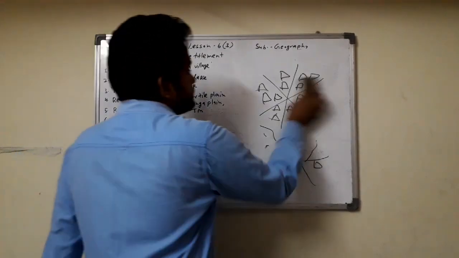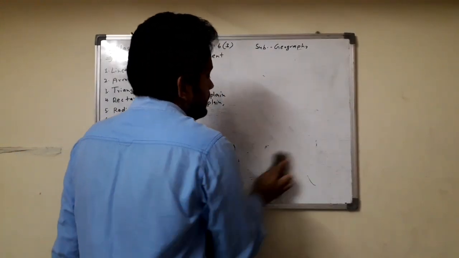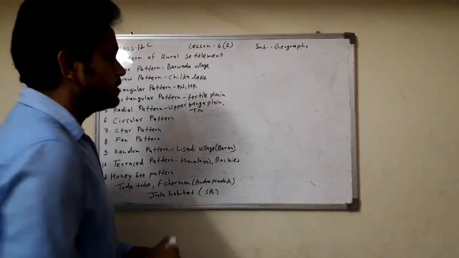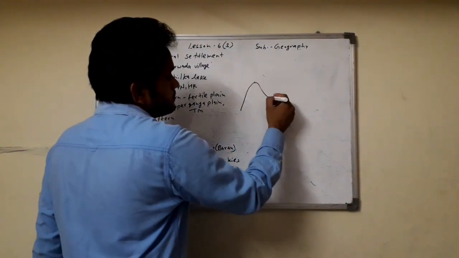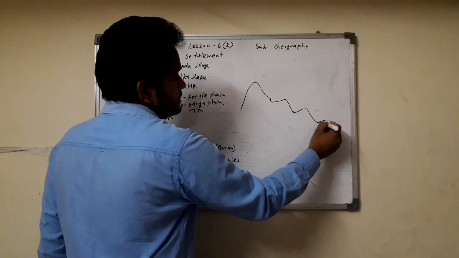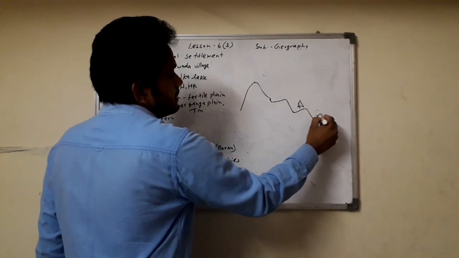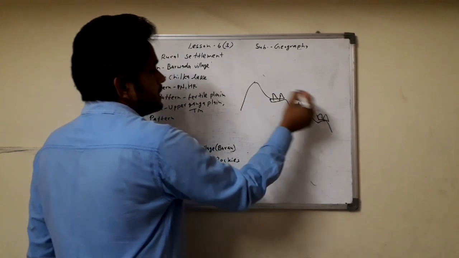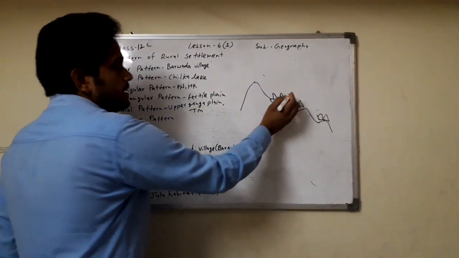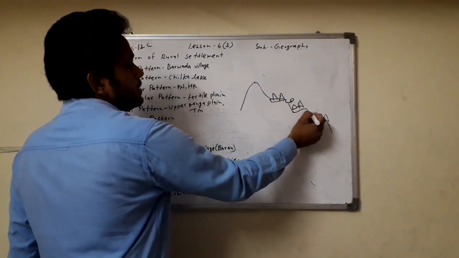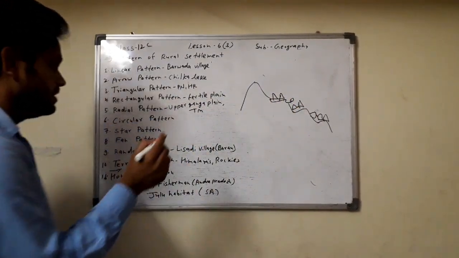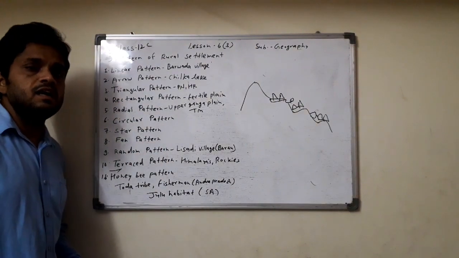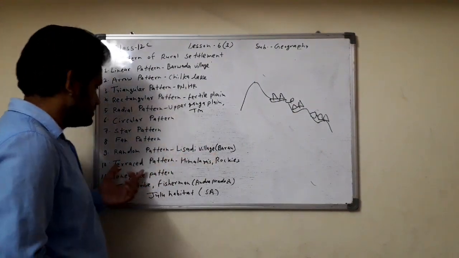Then the terrace pattern, the stair pattern. What is the terrace pattern? It is found in mountainous regions. How do the settlements look? They look like stairs. This type is found in the Himalayas, Rockies, and Alps mountain ranges.